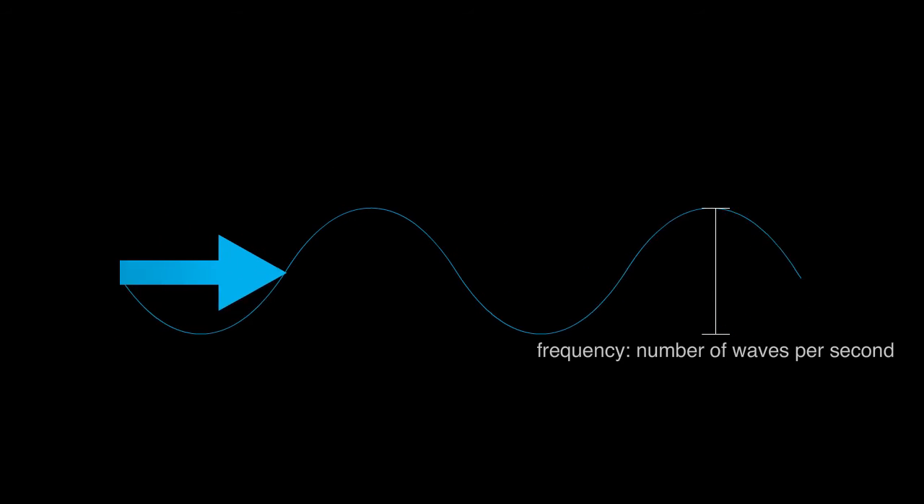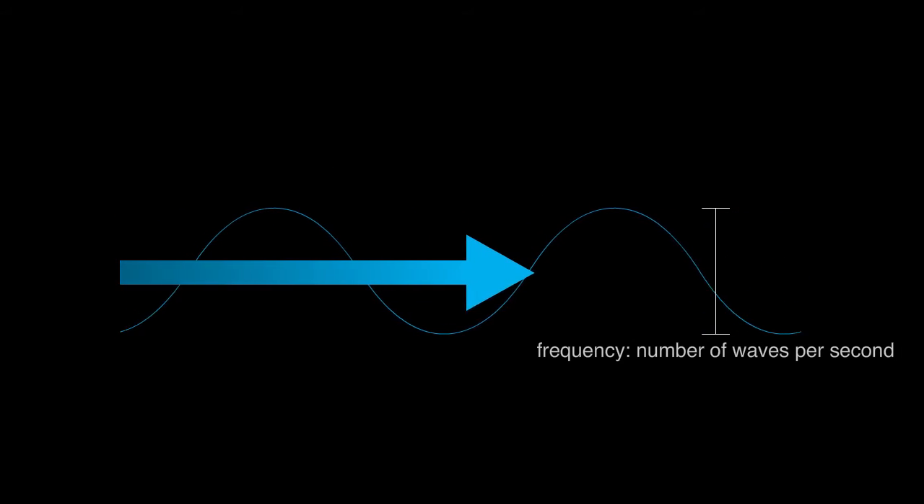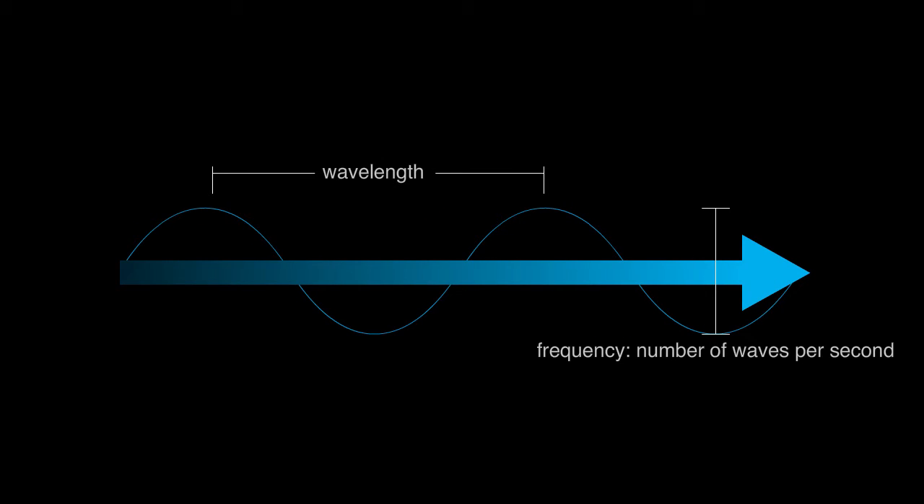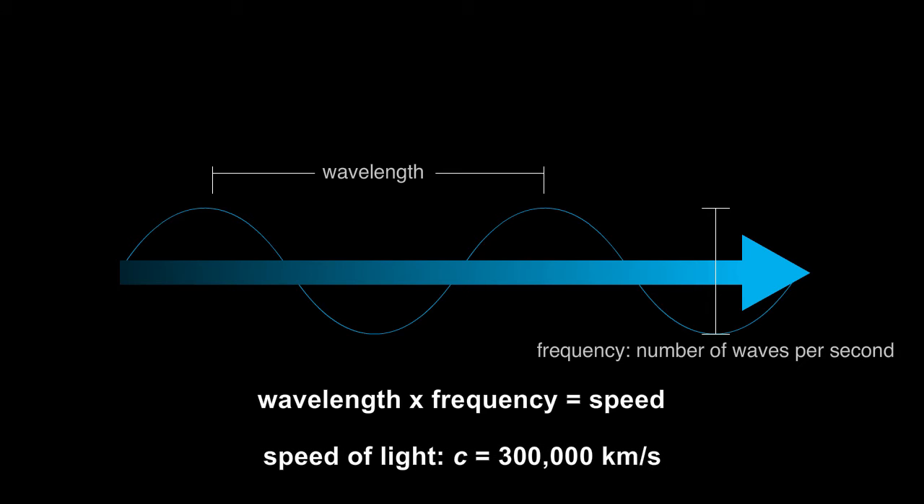The distance from one peak to the next is called the wavelength. The frequency is the rate at which the wave vibrates up and down, which is equivalent to the number of peaks that pass by a point each second. Putting these ideas together, we find that the product wavelength times frequency must be the speed of the wave. In the case of light, the speed is always the same in empty space. We use the letter c to represent the speed of light, which is 300,000 kilometers per second.